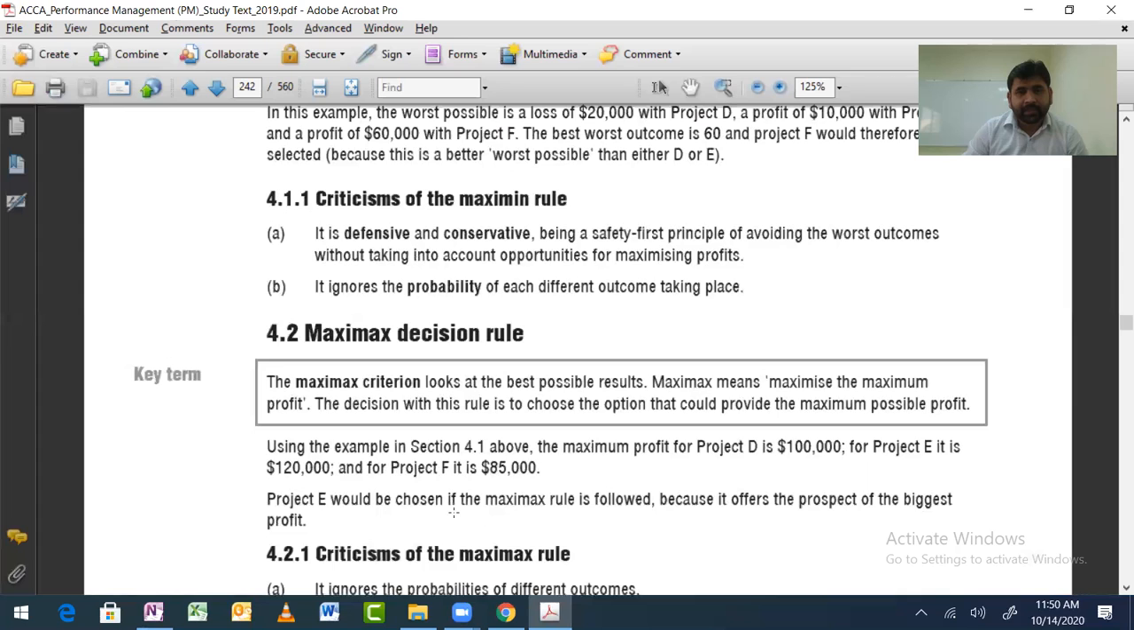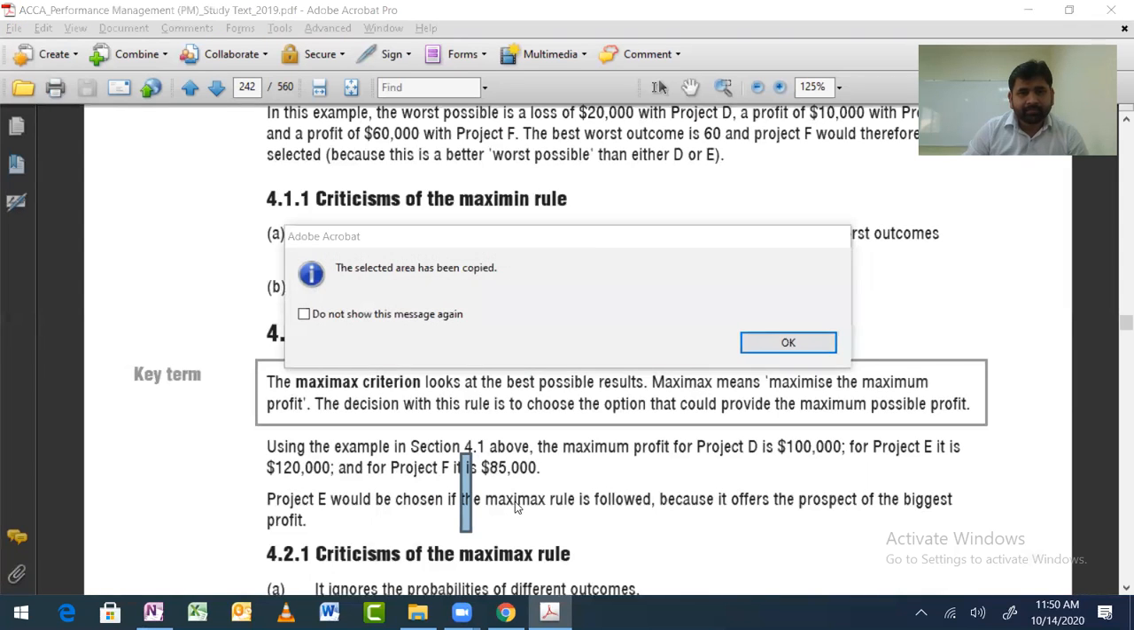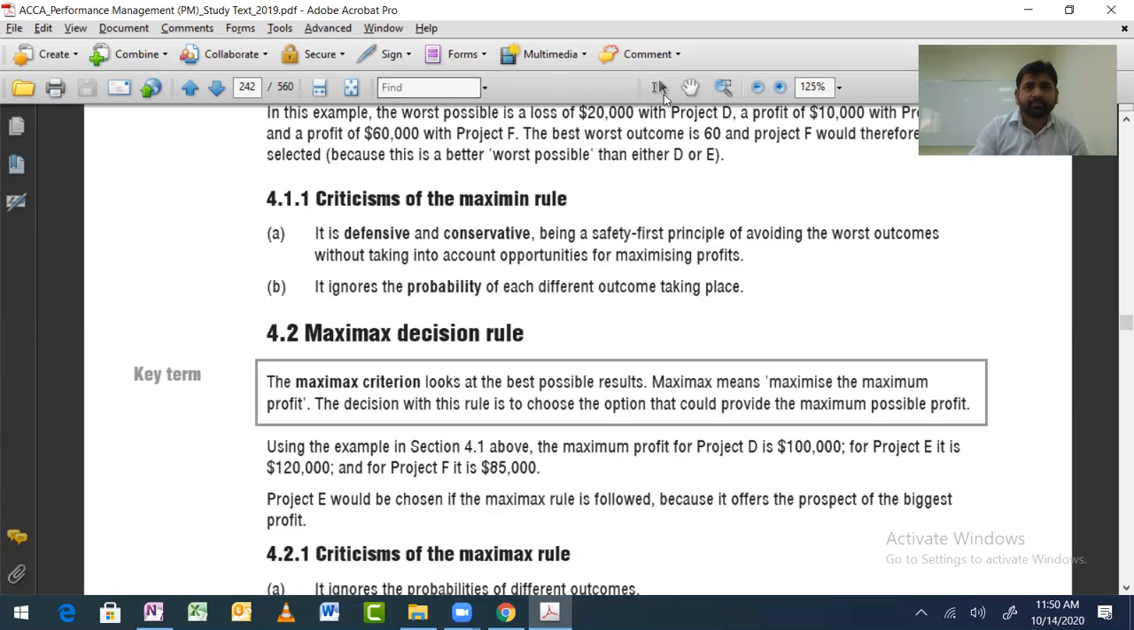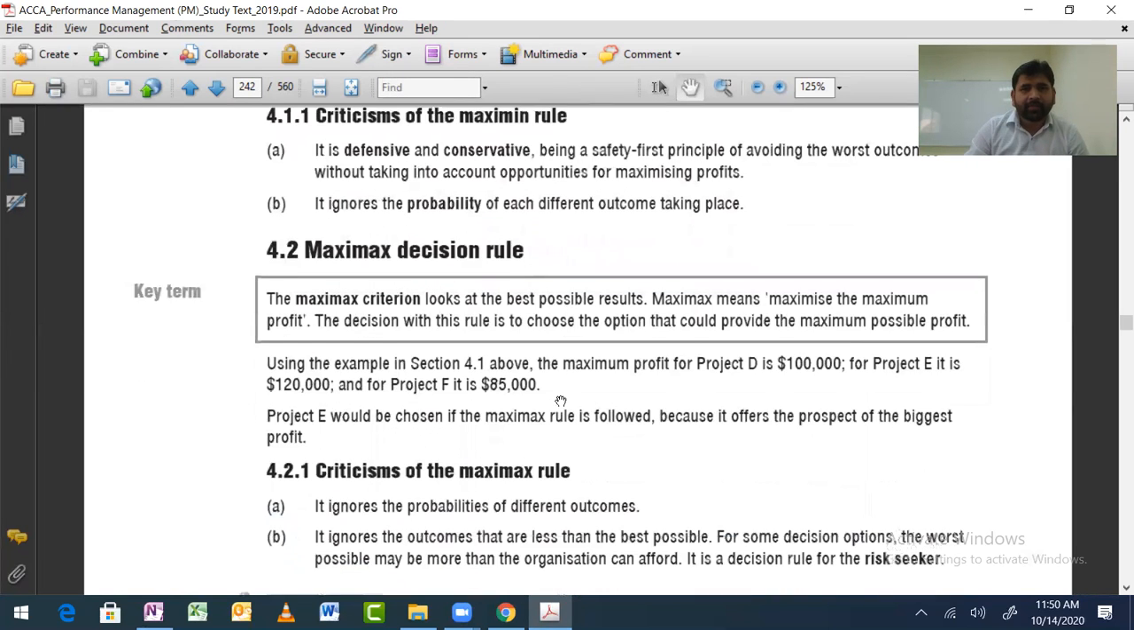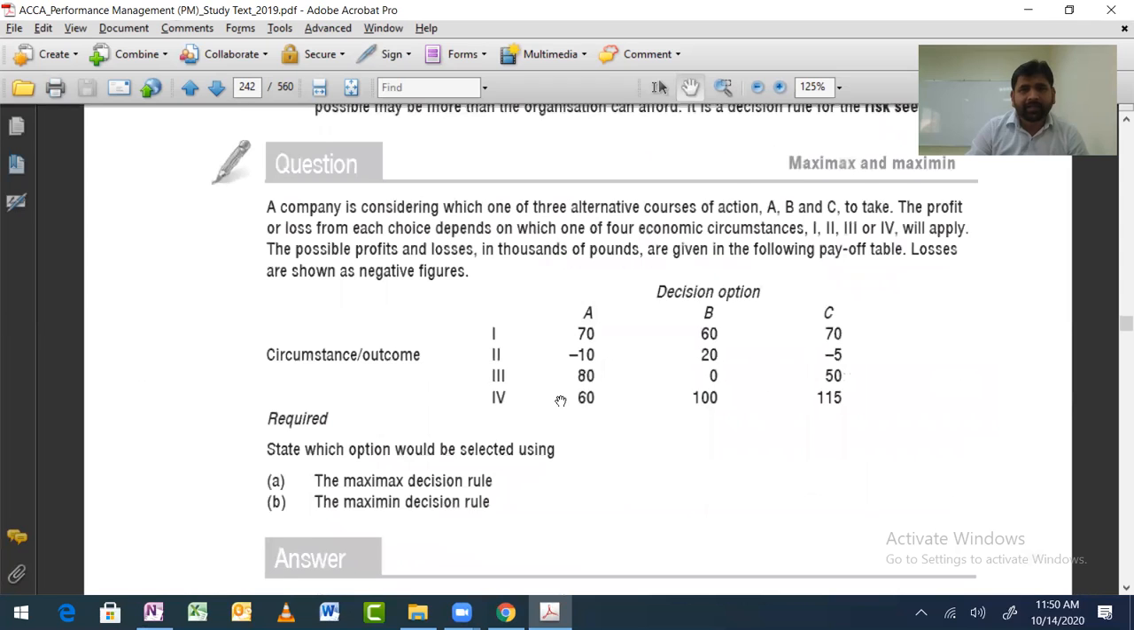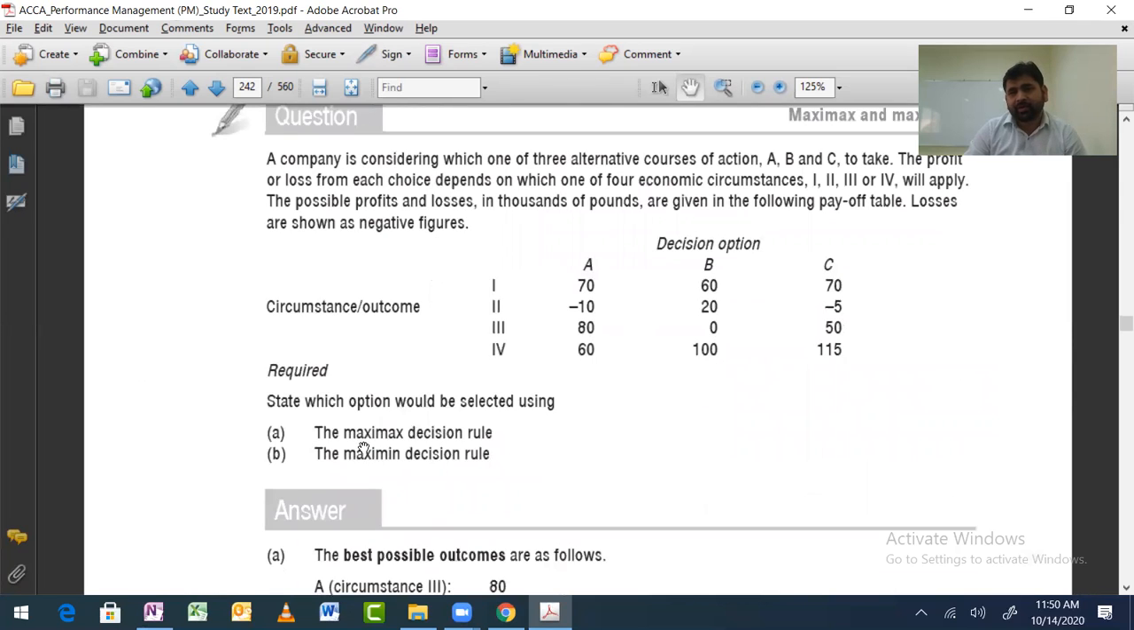So we did all this, minimax, maximax, and all that stuff. Here they have given you this table, and again they want maximax and maximin. So let's do it here only. Maximax. What is the maximum here? The maximum is 80, 100, and 115. So as per maximax, C is the answer. Maximize the maximum. C is the answer.